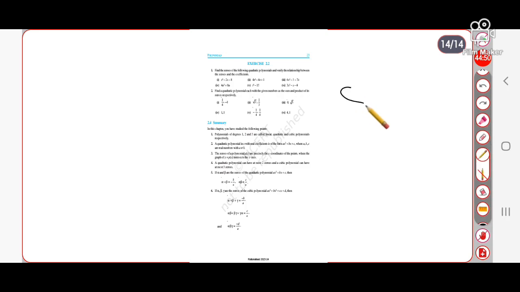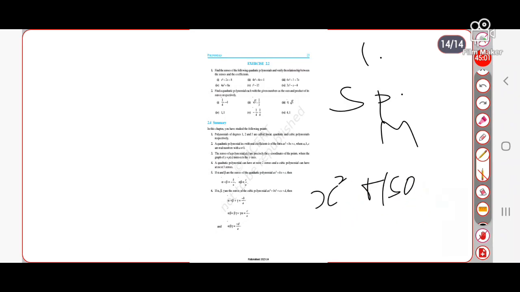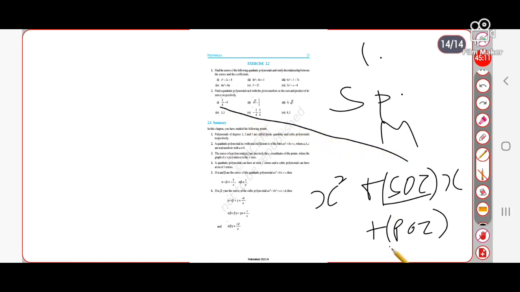Splitting the middle term for the first question. For the second question, as I told, x square plus sum of zeros of x plus product of zeros. This sum of zeros is 1.4 for the first question and product of zeros will be -1. That's it, literally just substituting this.